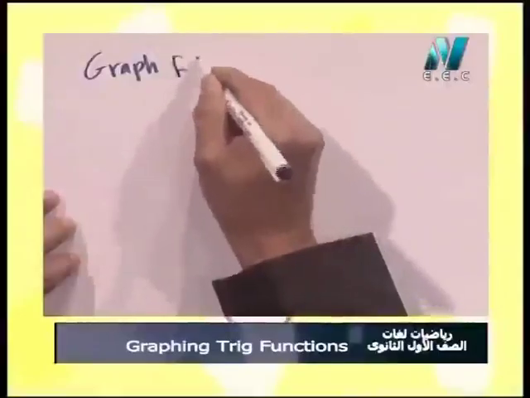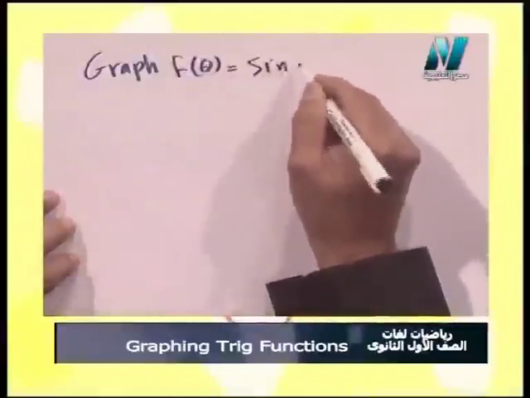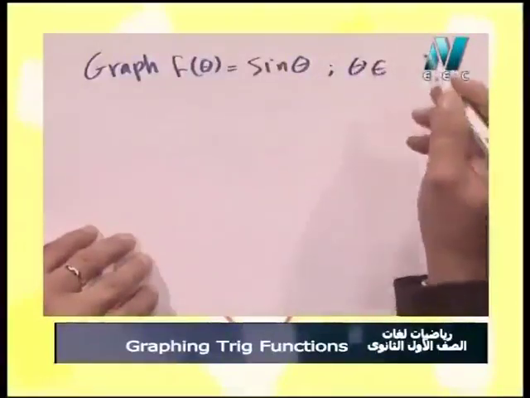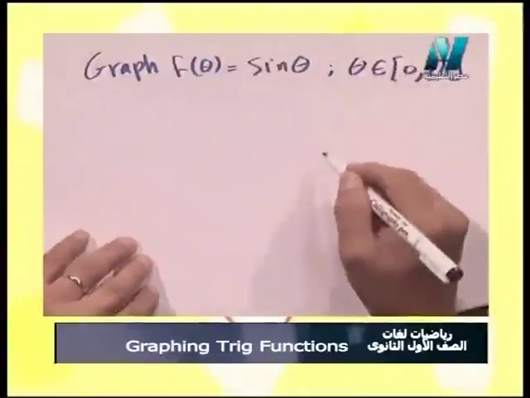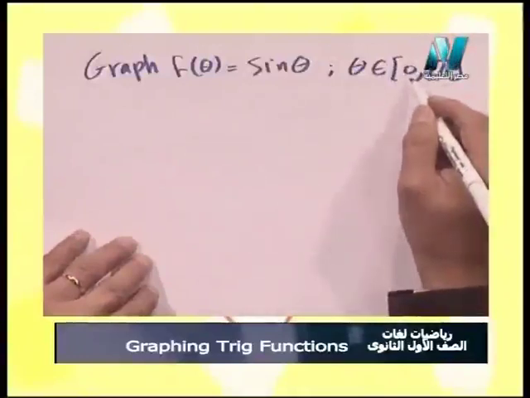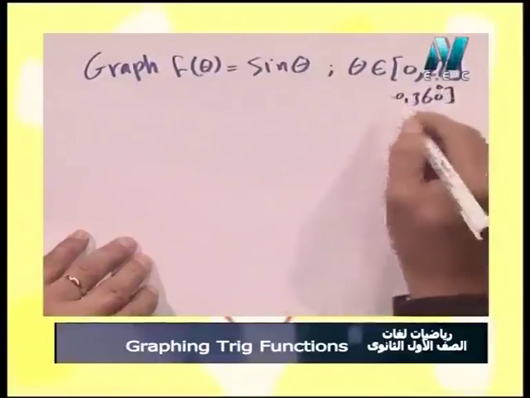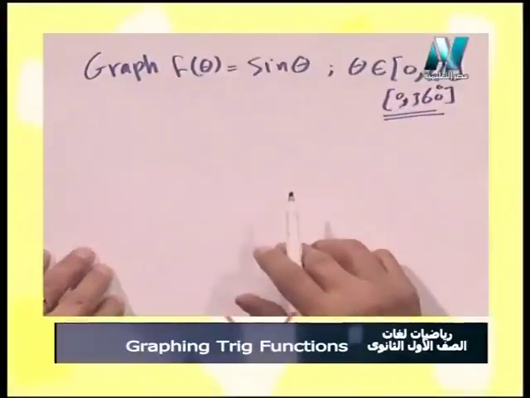If we have the function, the question is: graph the function f of theta equals sine theta, and theta belongs to [0, 2 pi], which means from the angle 0 to 360 degrees. This is the period that we will graph.